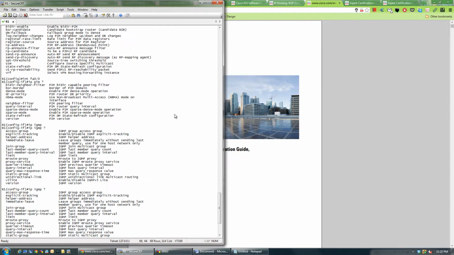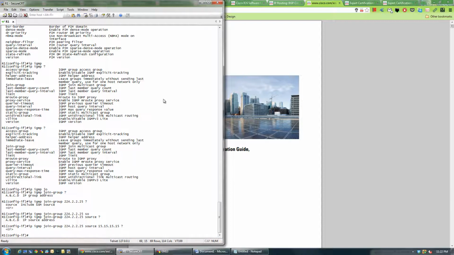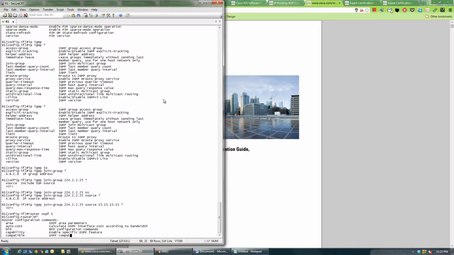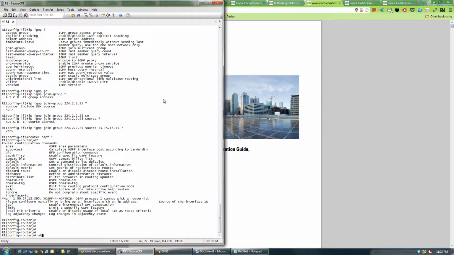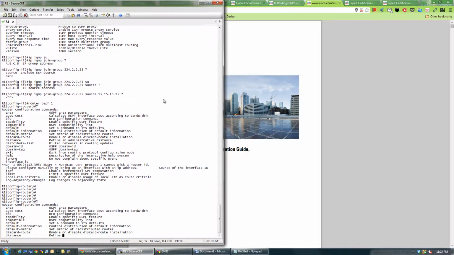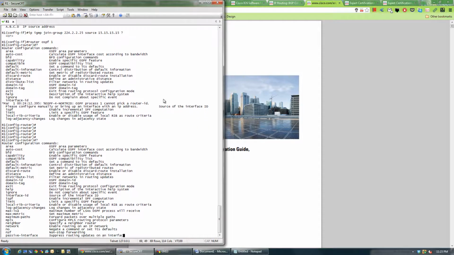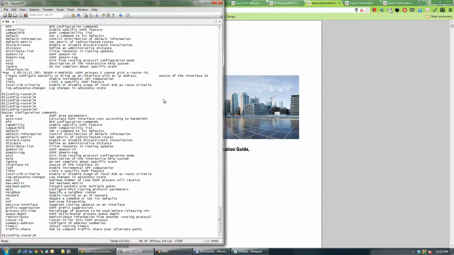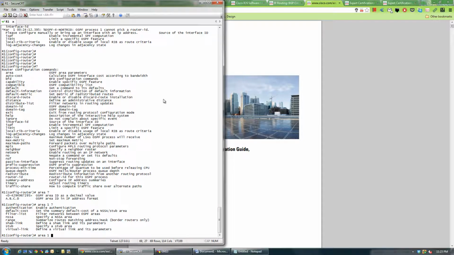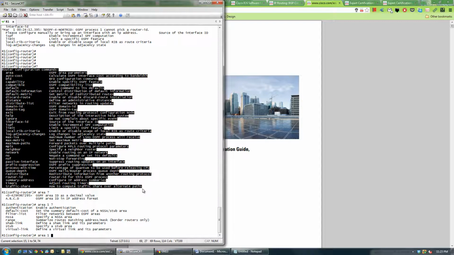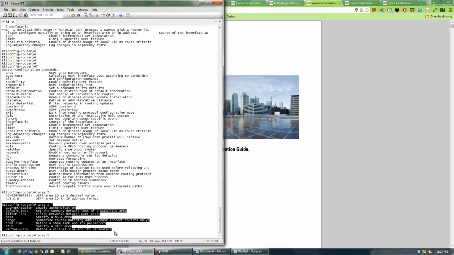Explore all the commands. Let me just talk about another protocol. Router OSPF 1. Once again, this is the root. Now come to the area. Area 1. Another one, another huge set. So this is a section that you have to understand.